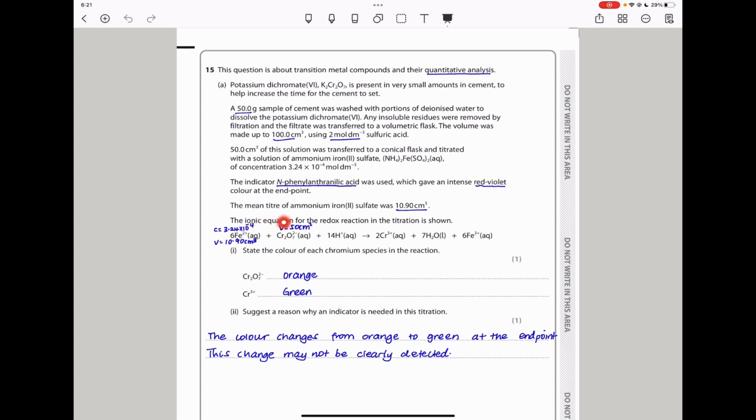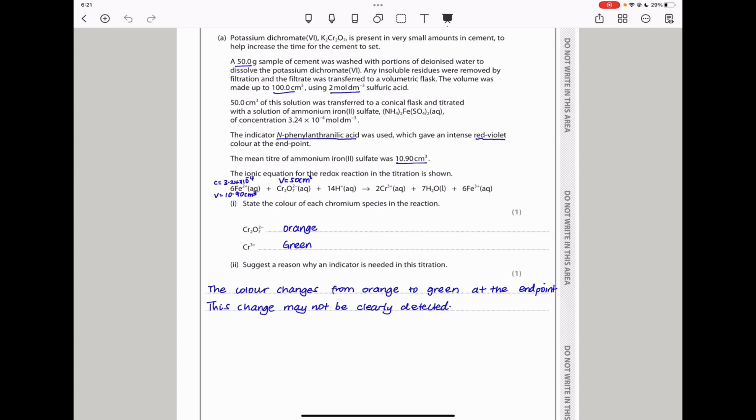Then they say the ionic equation for the redox reaction in the titration is as below. That is the redox reaction. They want you to state the color of each chromium species in the reaction. So this is dichromate(VI), of course that is orange, and chromium(III) is going to be green. This is easy, everybody should remember that.